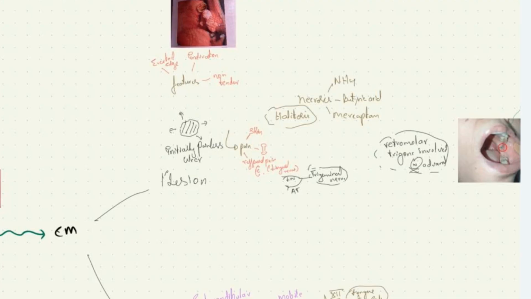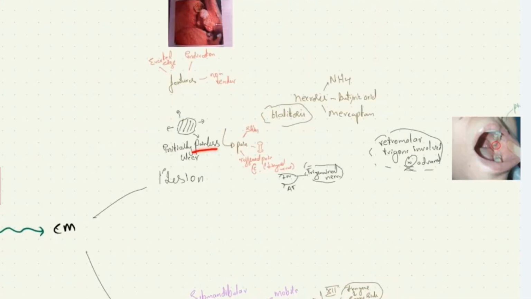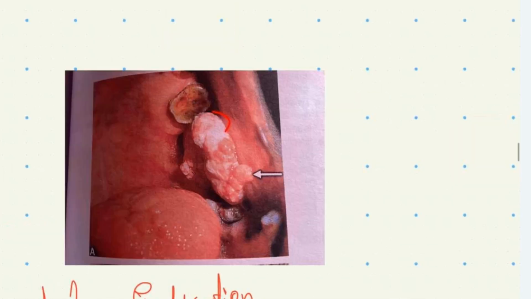The primary lesion, we have initially a painless ulcer, which is gradually increasing in size. The ulcer is having everted edges with indurated base, and the ulcer is non-tender on palpation. You can see the lesion, everted edges, indurated base, and it is non-tender.